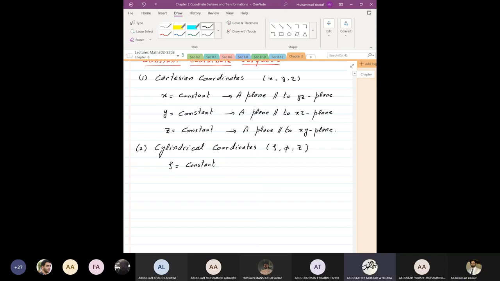Cylindrical. Okay. Let me do this. Give me just one moment. I mean an infinite cylinder. Just give me one second. And let me copy this thing here.